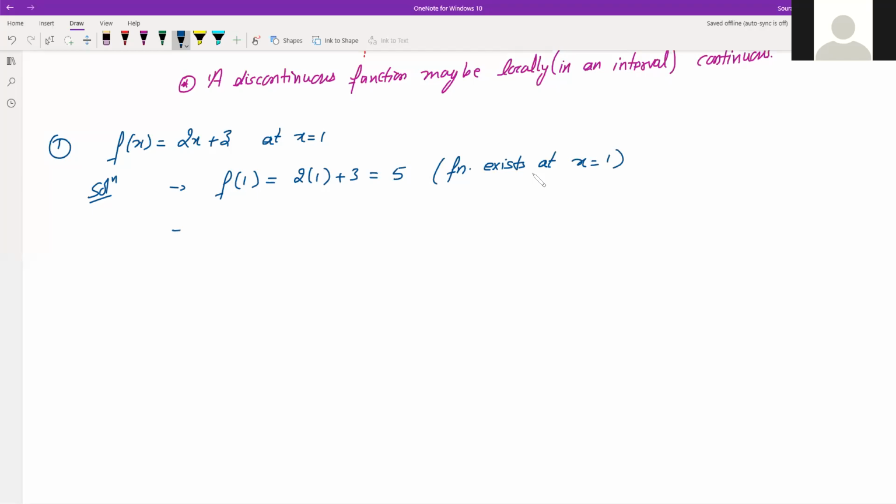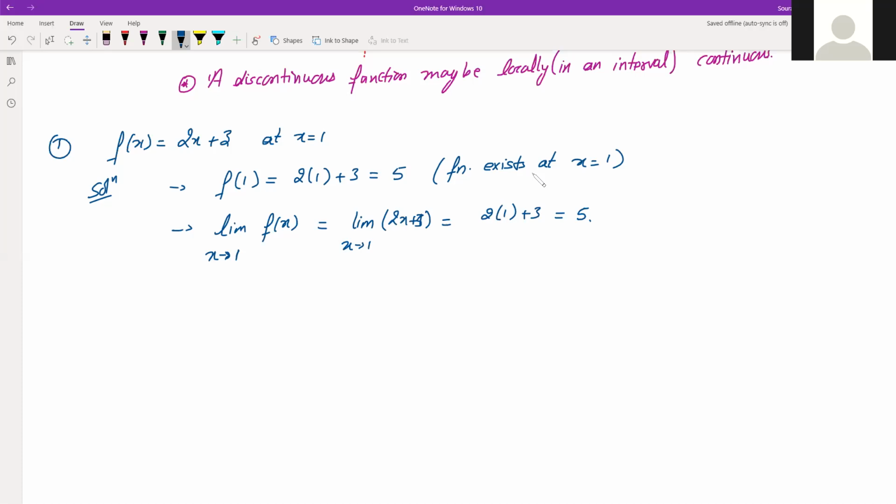Done. Second thing, we have to find its limit. So limit of the function at x equals 1, that is when x tends to 1, that we have to find. So that will be equal to what? That will be equal to limit x tends to 1 of 2x plus 3. It is an algebraic function and we know how to solve it. So this will be 2 into 1 plus 3, that is equal to 5. So limit exists and limit is equal to 5.